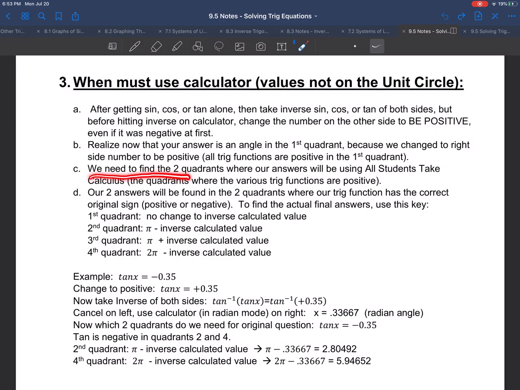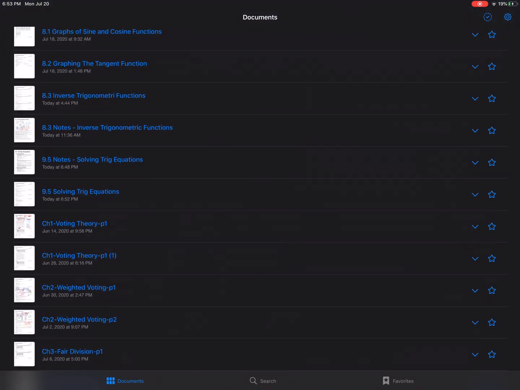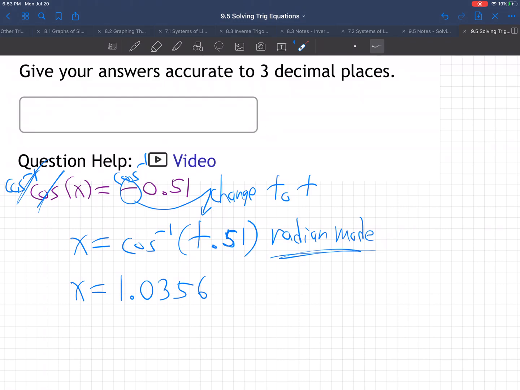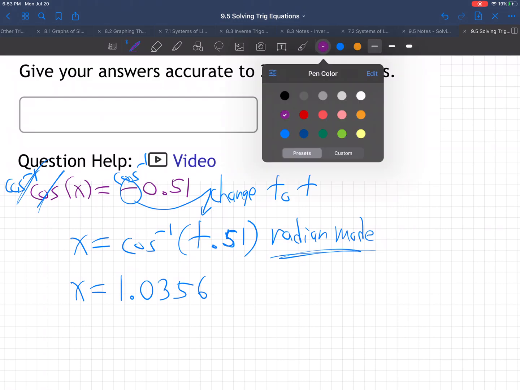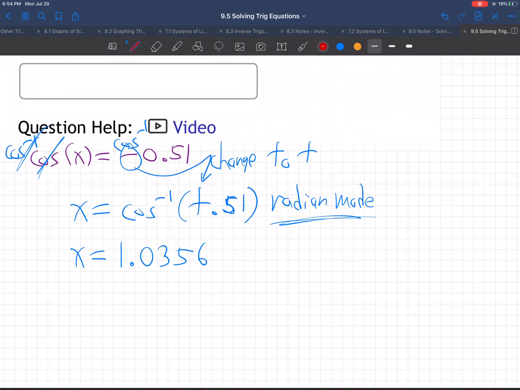We need to find 2 quadrants. We need to find the 2 quadrants where our answers will be using all students take calculus, the quadrants where the various trig functions are positive. Okay, so we got to go back to our question and say, okay, let's take a look at this. If I come over here and draw an axis system and think about all students take calculus.